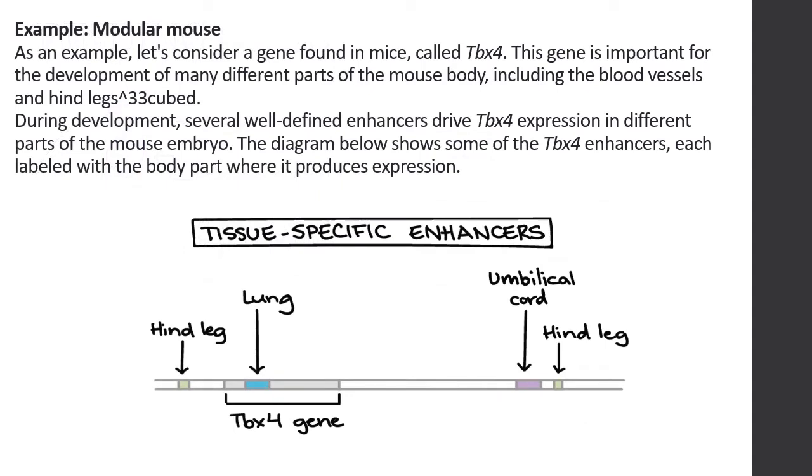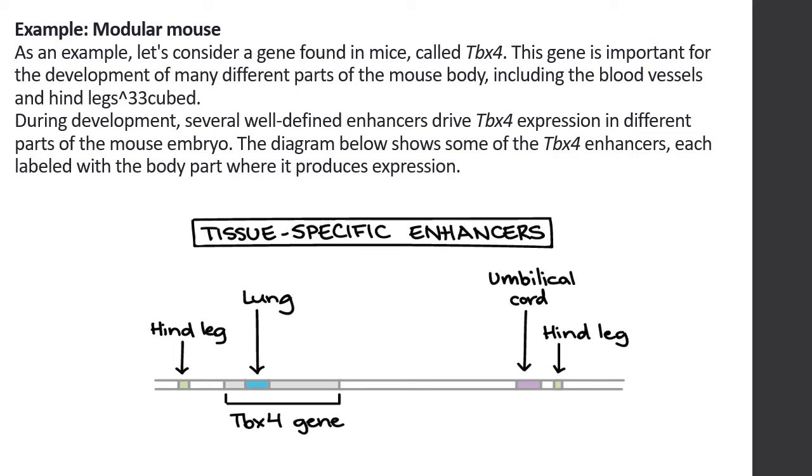So let's talk about an example, that is the modular mouse. As an example, let's consider a gene found in mice called TBX4. These genes are very important for the development of many different parts of the mouse body, including the blood vessels and the hind legs. During development, several well-defined enhancers drive TBX4 expression in different parts of the mouse embryo.